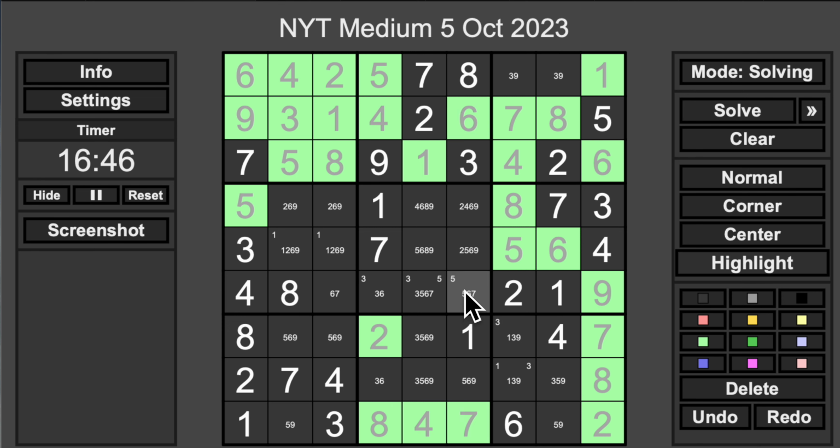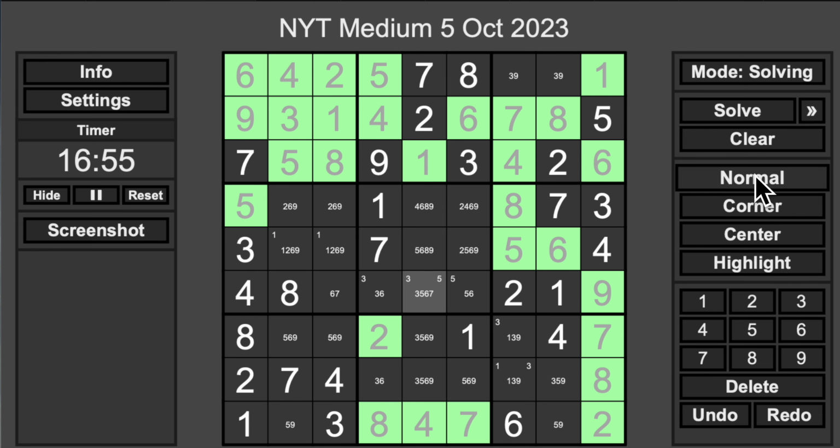Oh, 7 says that's not 7. So these can't be 7, that's not 7, that's not 7. That is a 7, it's forced. Whoops. Okay, these are not 7. Unwind my markings a little bit.